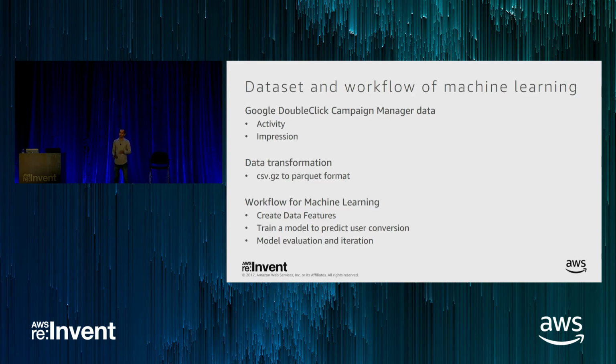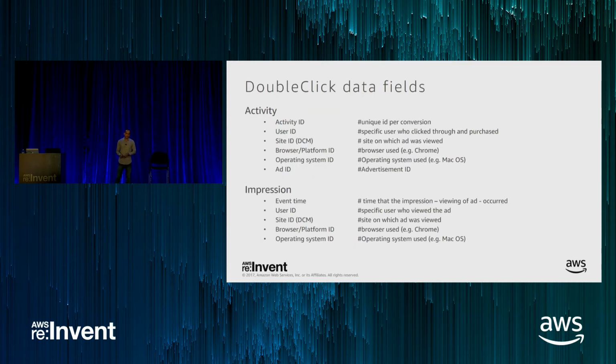What do we want to do in the workflow? Also about the data side, the activity table and impression table, we are going to use very few specific columns, because you know that there are hundreds of columns in the activity or impression table. So we'll use few generic ones like activity ID, user ID, site ID, and then we'll have few specifics to the features like browser ID, platform ID, or operating system ID.